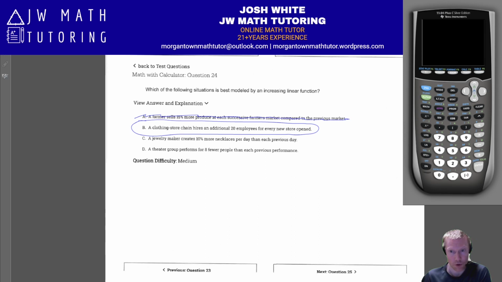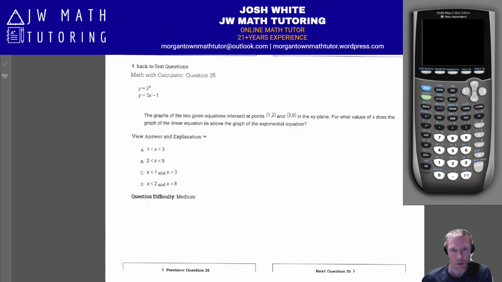So C will again also be an exponential situation because it's talking about a percentage. And then D is a linear situation, but it is decreasing because it talks about 8 fewer people than each previous performance. So in other words, the number of people it's performing in front of is going down. So the correct answer is letter B.